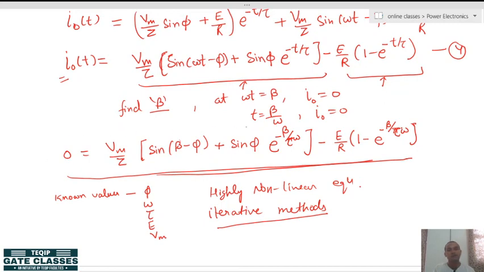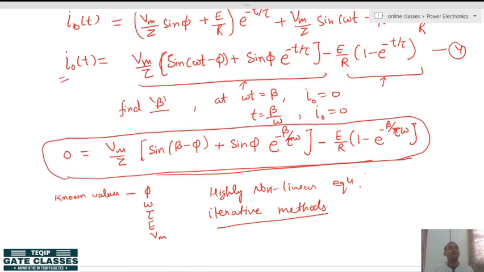In GATE questions of this kind, many times these values are given, and at that time you do not have to apply an iterative method, but by some kind of guess or hit and trial method, we try to find out the approximate value of beta.